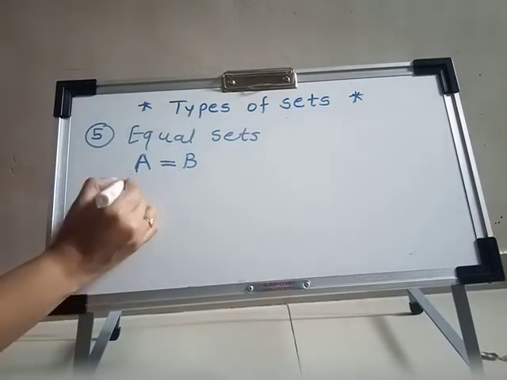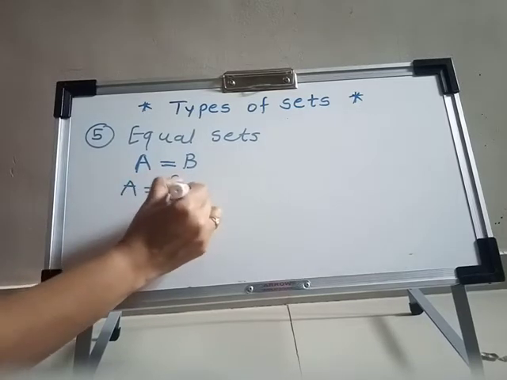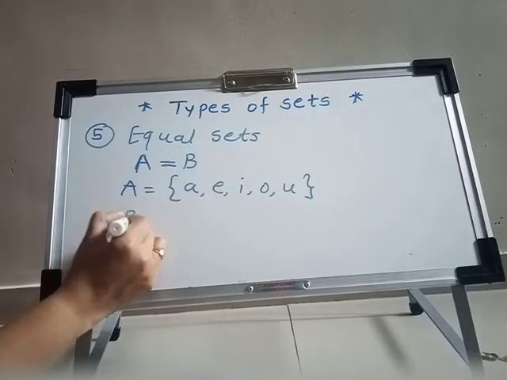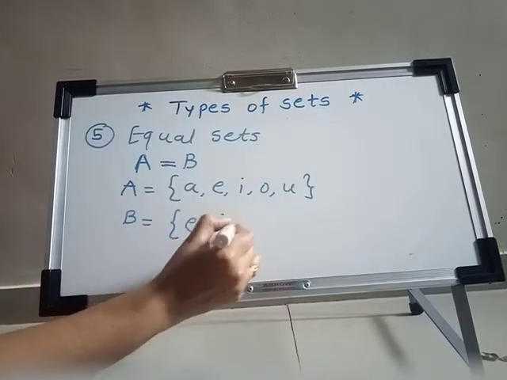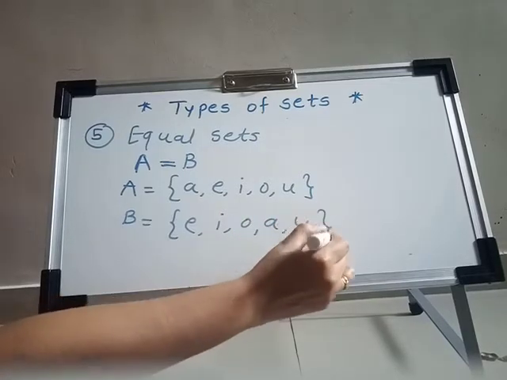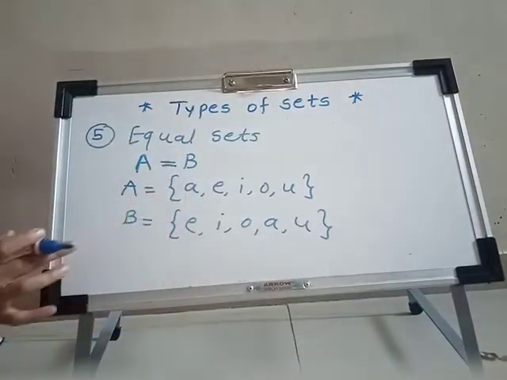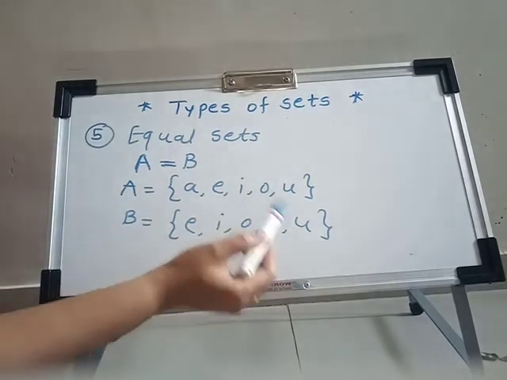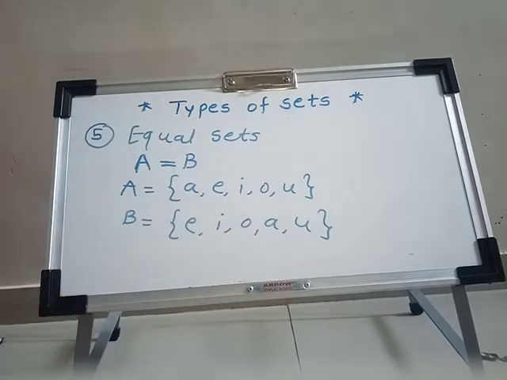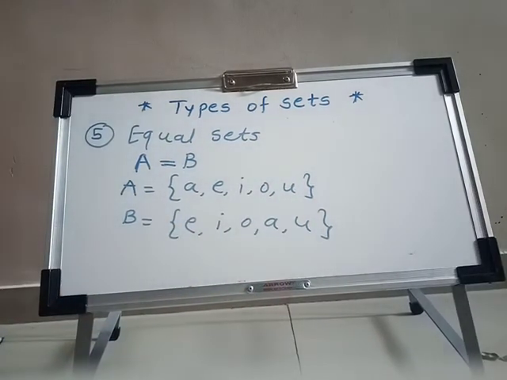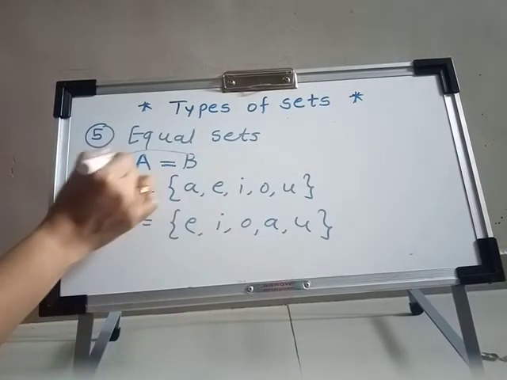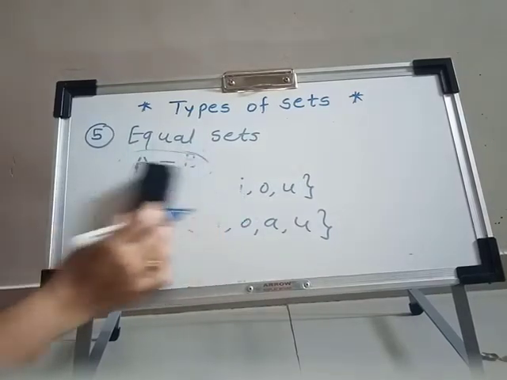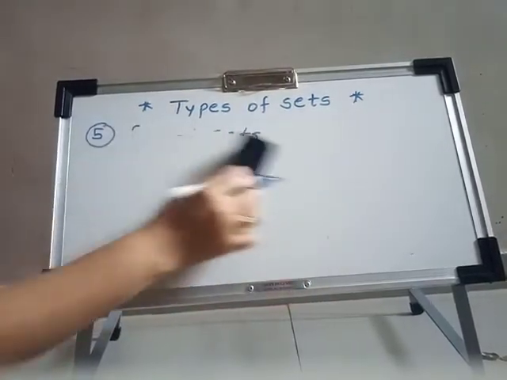Both sets are equal. Suppose A is a set of vowels A, E, I, O, U and B is a set of E, I, O, A, U. The order is not important here, but the elements are the same. All elements A, E, I, O, U are present in set B. Hence, set A is equal to set B. A and B are called equal sets. Understand? What is meant by equal sets? Elements of both the sets are equal.